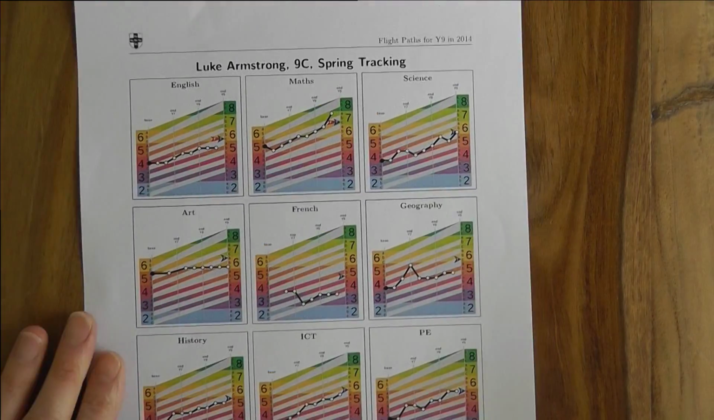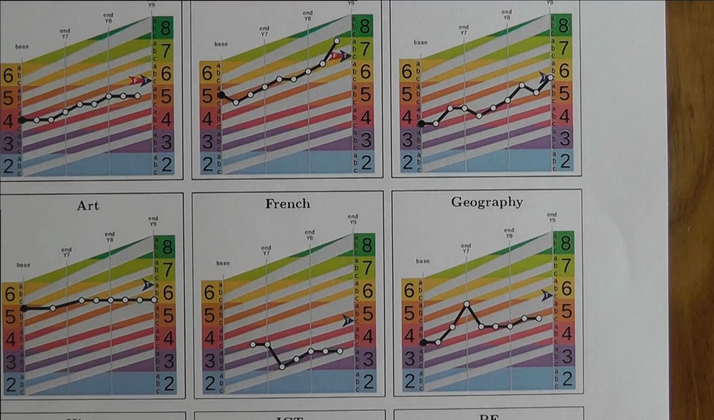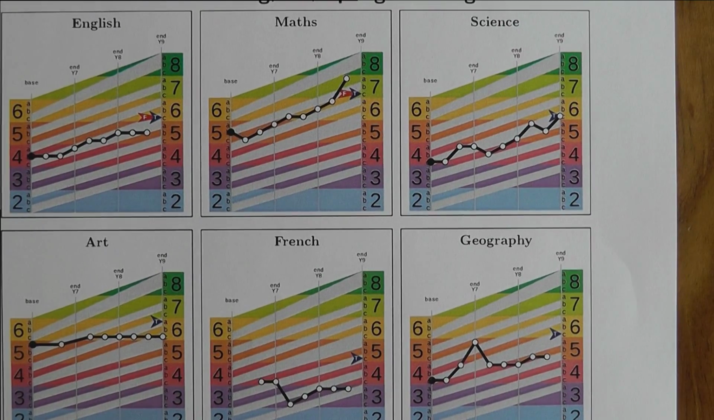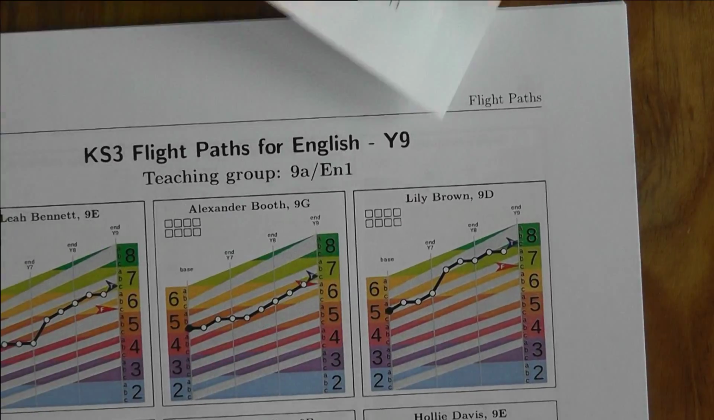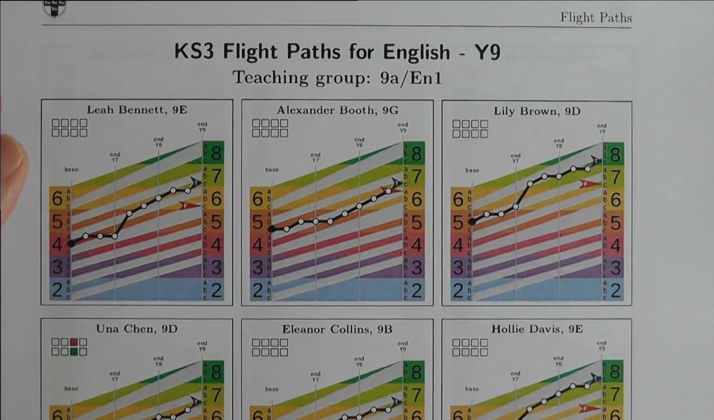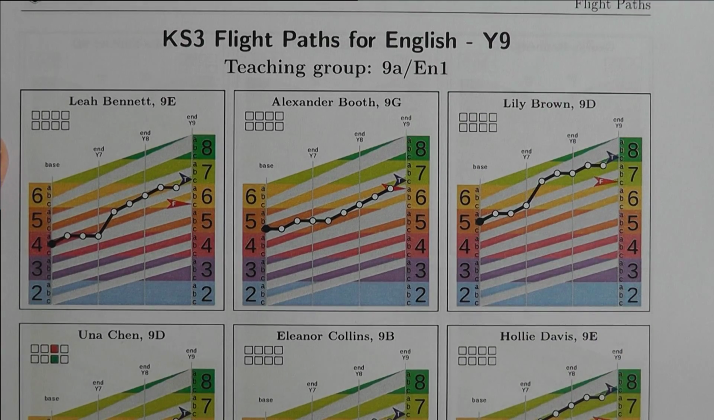Tutors are provided with a tutor group file, like this one, with all the flight paths for students. It's easy to see which subjects a student is doing well in, or whether progress has stalled. Subject teachers get flight paths organised by subject and teaching group. Here is 9A English 1 for Year 9.